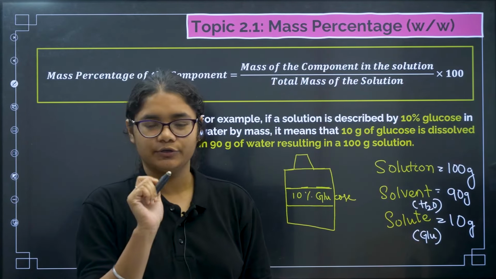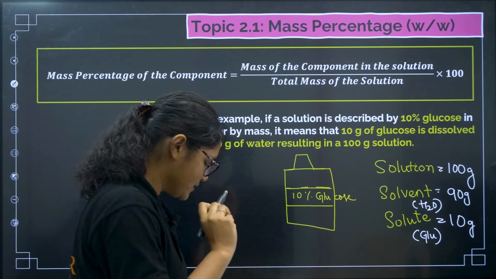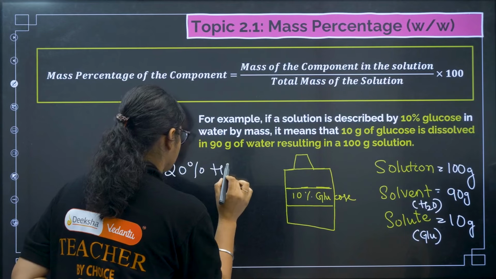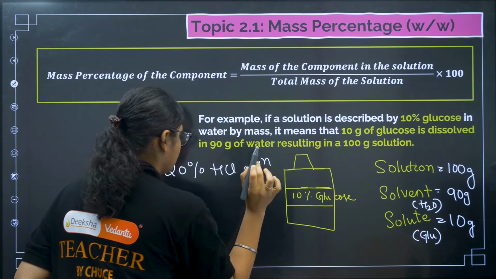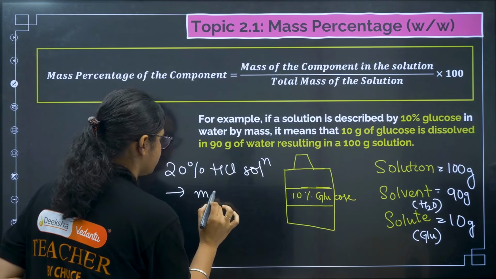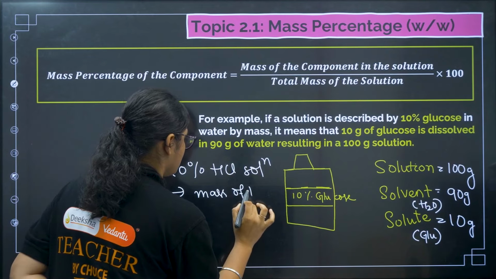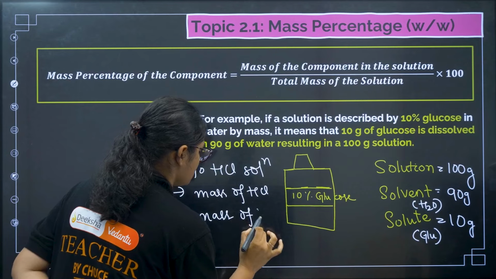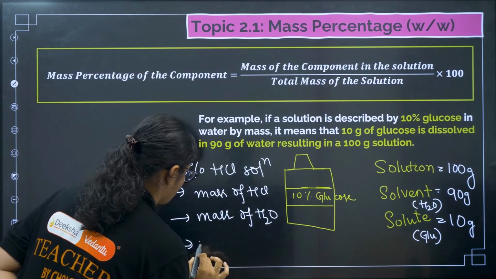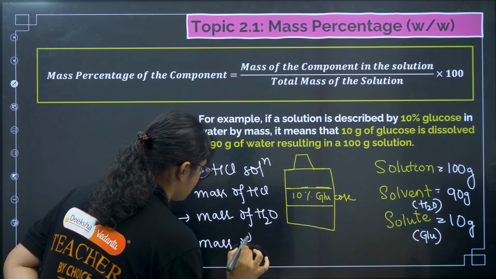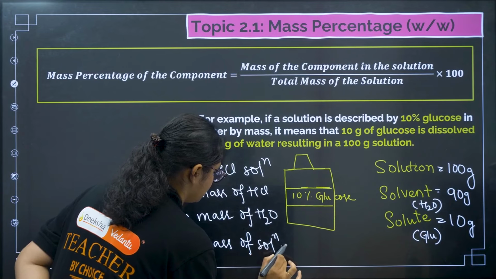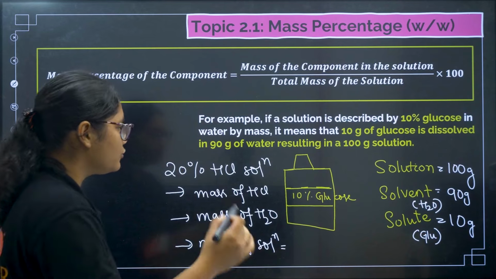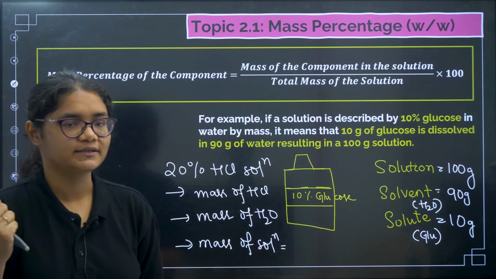Now a small task for you, you need to comment down the answers for this. If I tell you that it is 20% HCl solution, you have to comment down what is the mass of HCl, then you have to comment down mass of water, and then you have to comment down mass of solution. If you have understood this one, then this one will be very, very easy. Okay, clear?